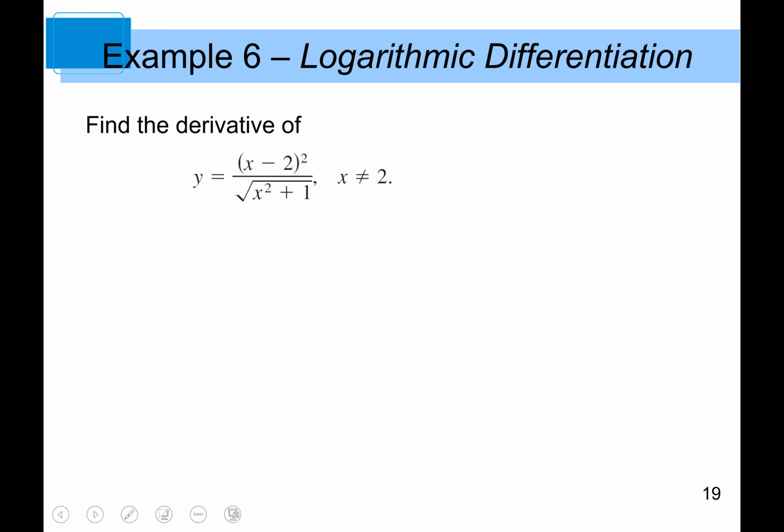Now we have a function y equal to (x minus 2) squared over the square root of x squared plus 1. So typically you can just use the quotient rule, since we learned the quotient rule already, to find the derivative. But for this question, we're going to take a look at using logarithmic differentiation. So for logarithmic differentiation, the first step is taking ln of both sides of the equation. And we're going to use some properties to simplify this expression.